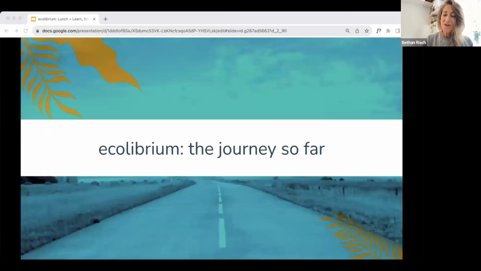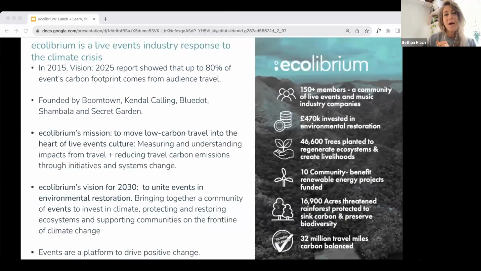So to start with, just letting you know a bit more about Equilibrium. Some of you will know this, but just to recap where we're at. So Equilibrium was founded in 2015, and it really is a live industry response to the climate crisis, and we were created by events for events. So the charity came about in response to a report called The Show Must Go On, which was launched by Vision 2025, that some of you might have heard of, as an organisation that works across sustainability in live events.